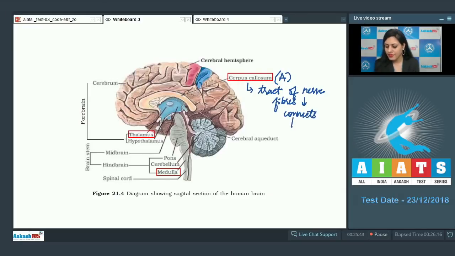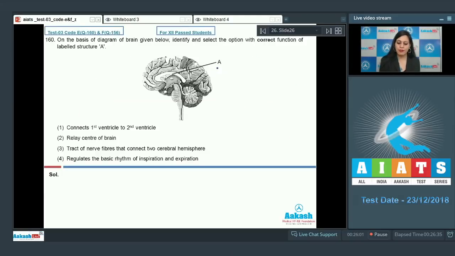which connects the two cerebral hemispheres together. These are the cerebral hemispheres, and these two cerebral hemispheres are connected together with the help of this tract of nerve fibers known as corpus callosum. So this labeled diagram A represents corpus callosum. So the correct answer to this question is option number 3, that is tract of nerve fibers that connect the cerebral hemispheres. Let's discuss other options also.